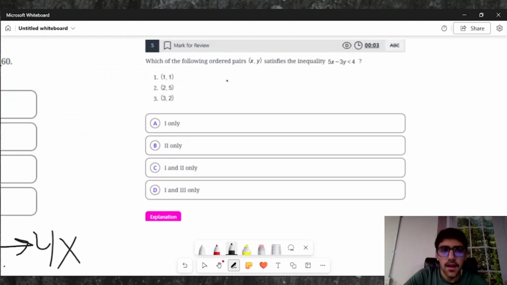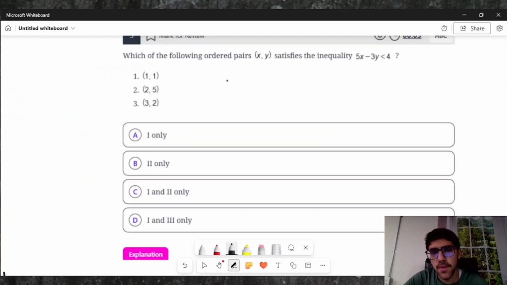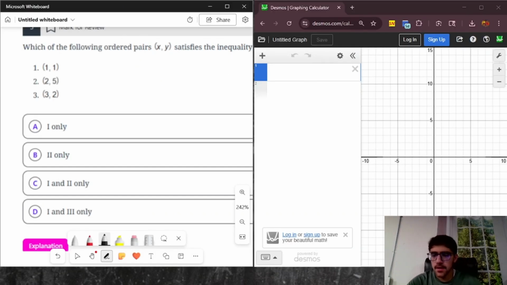This one says, which of the following ordered pairs (x, y) satisfies the inequality 5x minus 3y is less than 4? 1 is the coordinate (1, 1), 2 is (2, 5), 3 is (3, 2). For this question, you can very easily just use Desmos, which I'm going to show you how to do right now. Okay, so I pulled up Desmos, and sorry, let me get it open.